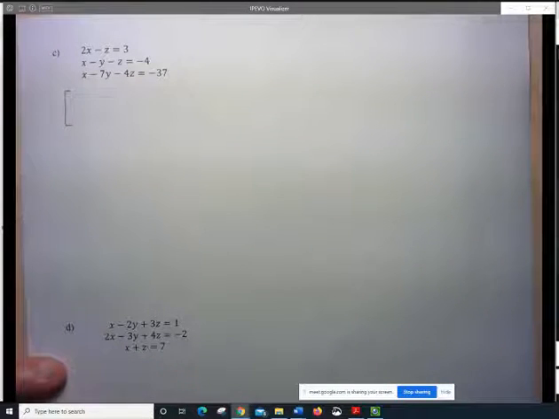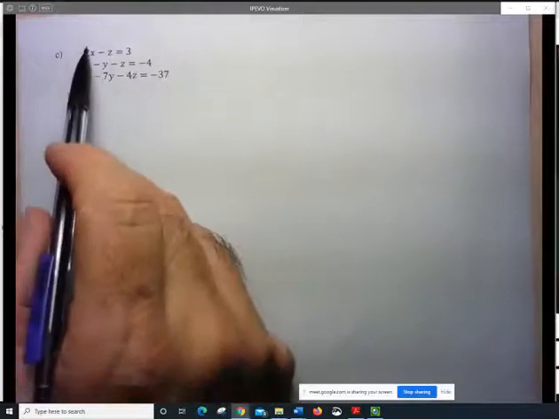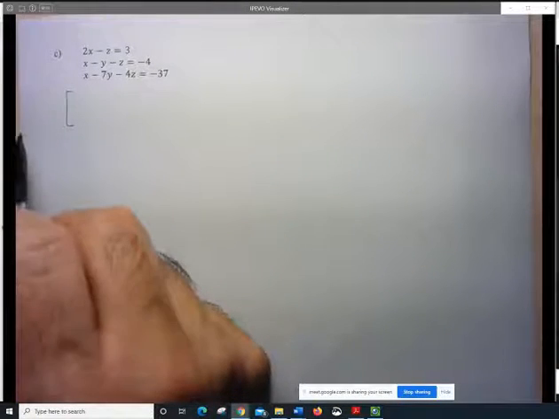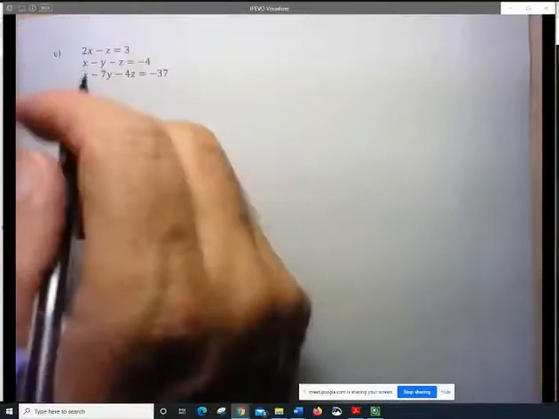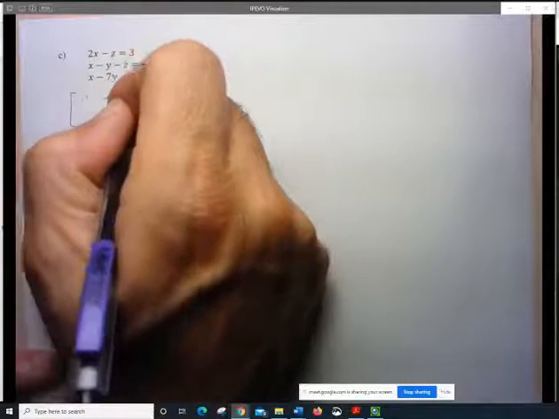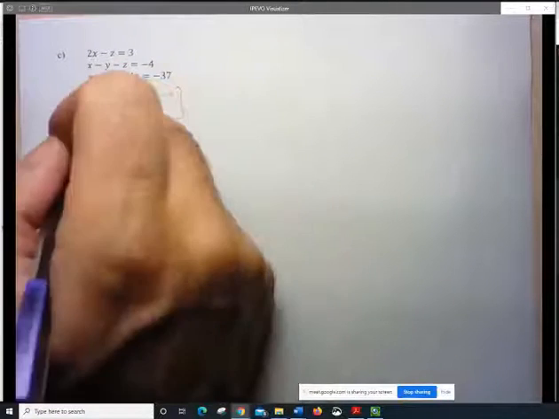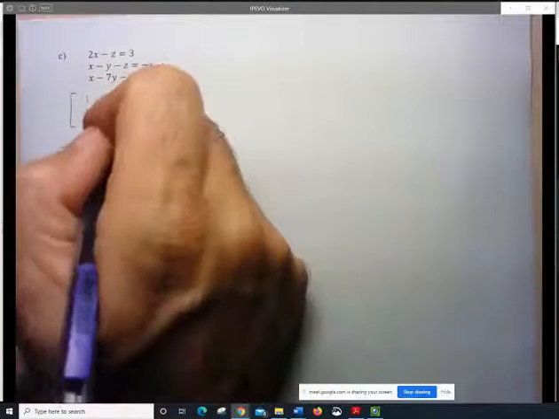There you go. I would prefer, if at all possible, not to have that leading 2. I'd like to have a leading 1. So I'm just going to move everything up. I'll put 1, -1, -1, -4. I'll put this one on the top row.